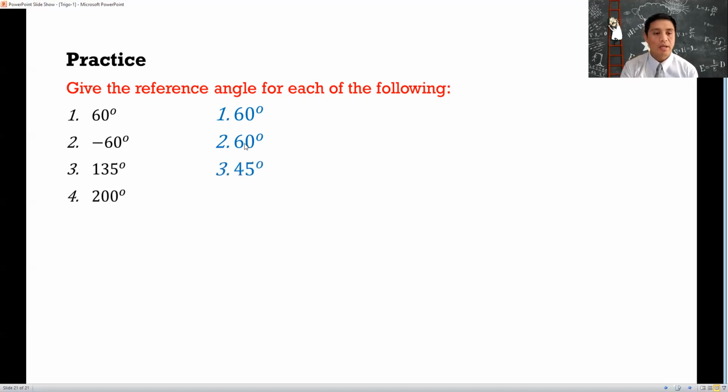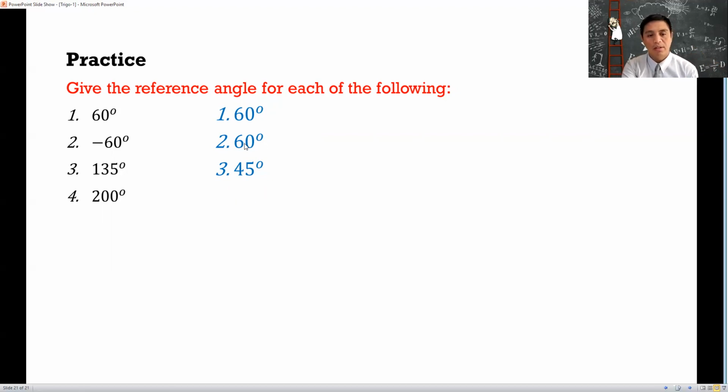How about number 3, 135 degrees? So 135 degrees has a terminal side in quadrant 2. That's 90 plus 45. So the reference angle is only 45 because from the terminal side going to the nearest x-axis, which is the negative x-axis, the angle is 45 degrees. You can try these problems by yourself, okay? Or you can find more problems on the internet on finding the reference angles, and you practice by yourself to master this topic. How about 200 degrees?